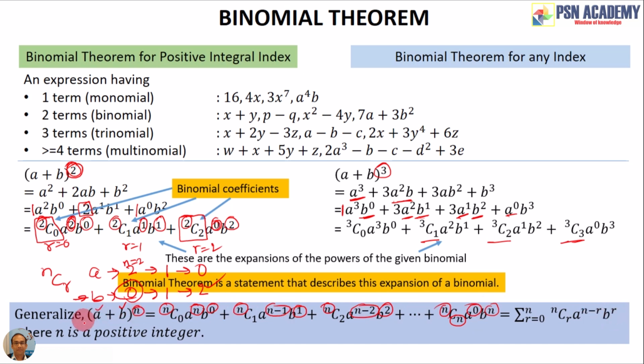Now one condition is here, your n, that is the power or the exponent, must be a positive integer, right? So it must be 1 or 2 or 3 or 4 or 5 like that.